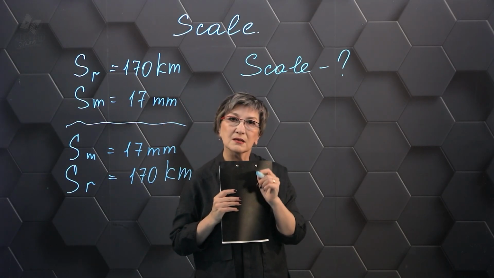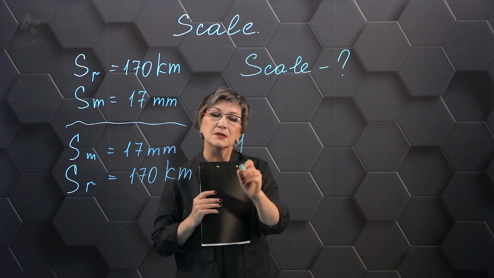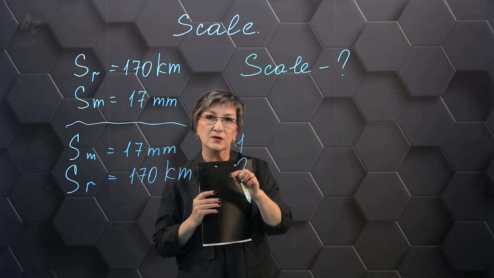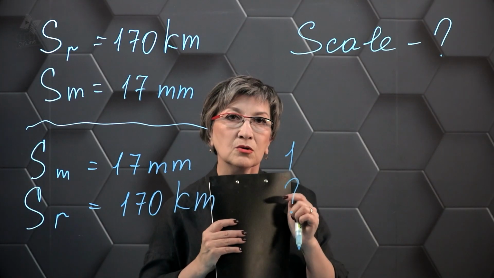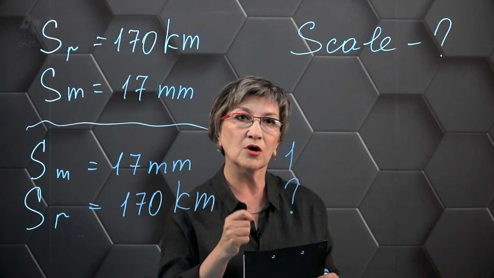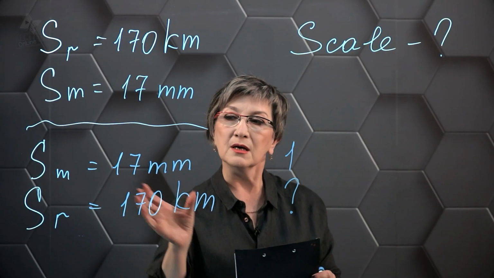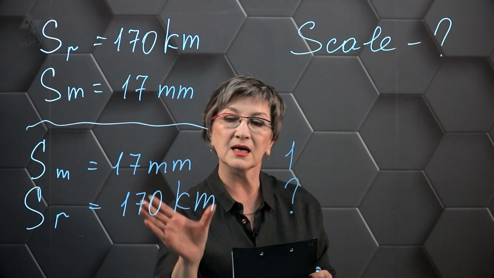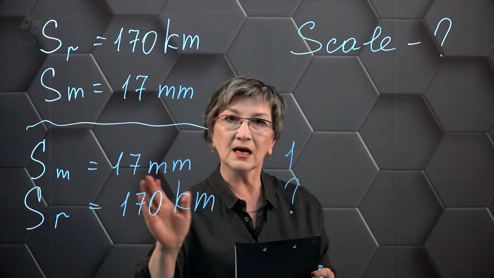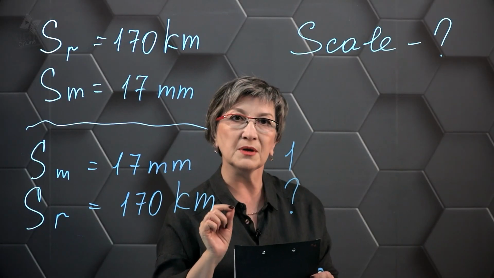And we need to find a scale 1 to an unknown quantity. We need to find this unknown quantity. But before we make a proportion and use the basic rule of proportion, you and I will pay attention to the units of measurement. The distance on the map is expressed in millimeters.